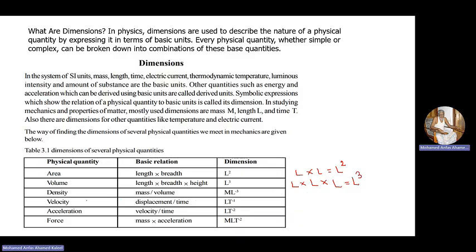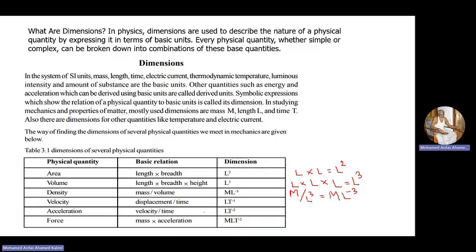Similarly, the basic relation or definition of density is mass over volume. In that case, the dimension of mass, as we have studied, is M, over volume, which is L cubed. So the dimension of density is ML to the power minus 3.